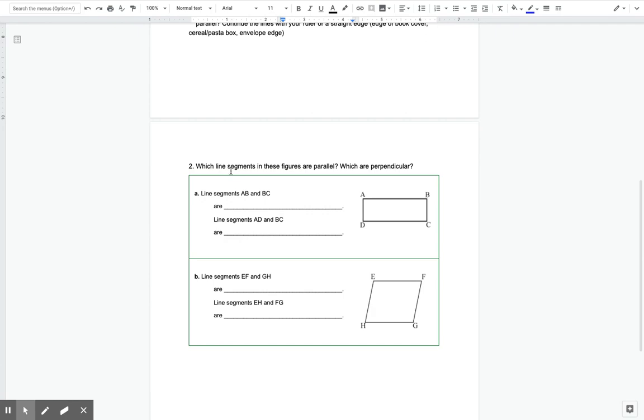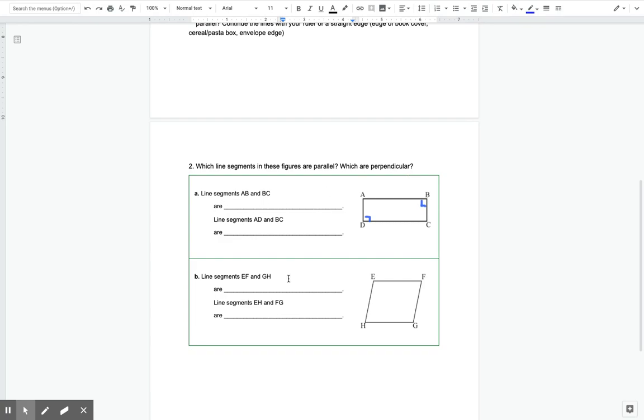We look at number 2. It talks about line segments in the figures, and it asks us which line segments are parallel and which are perpendicular. So normally, you would not just assume that these were right angles, but I am going to draw this symbol in because we just talked about it. And I'm going to draw that right angle symbol in. And now we're going to look at line segment AB, so the line segment that goes in between those 2 points, and the line segment BC. And are they parallel, which means that they never touch each other, or are they perpendicular?